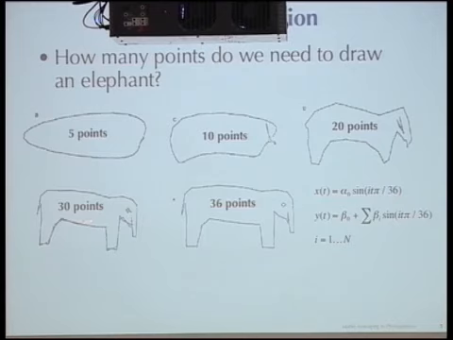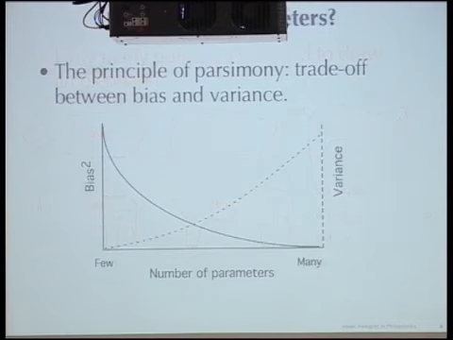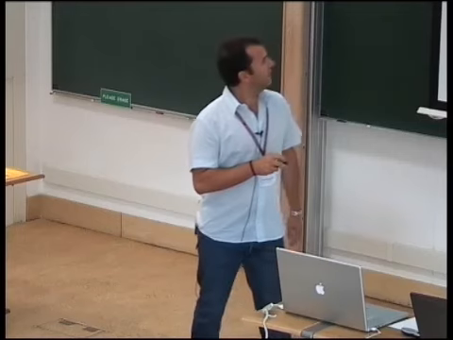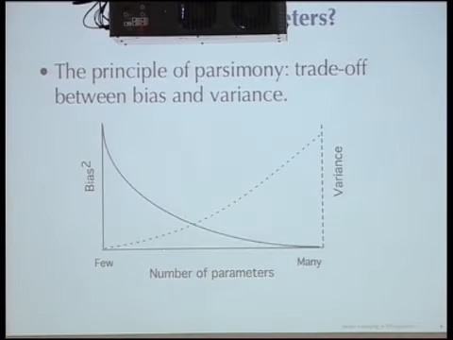So, should we always add points to get a better representation of things? Should we always add parameters? That's the main question that model selection tries to answer: whether we need to add more parameters. The key idea is that we need to add as many parameters as we need, right? Why? Because when we have only a few parameters, we are going to have quite a bit of bias, but the variance is going to be reduced in our estimates.